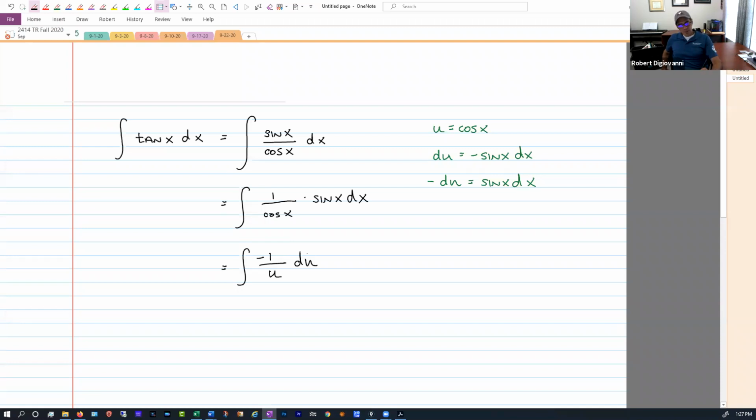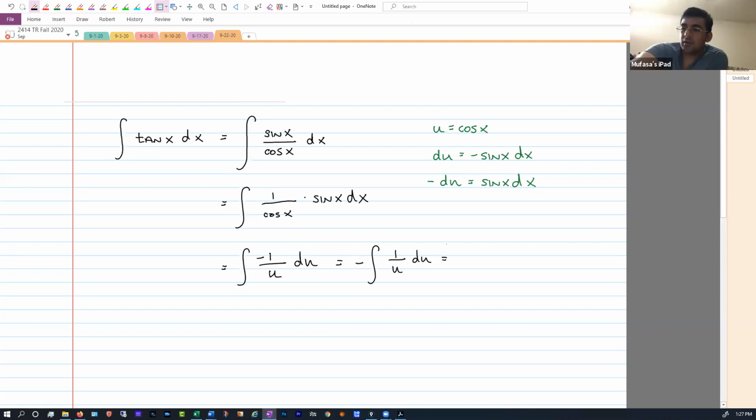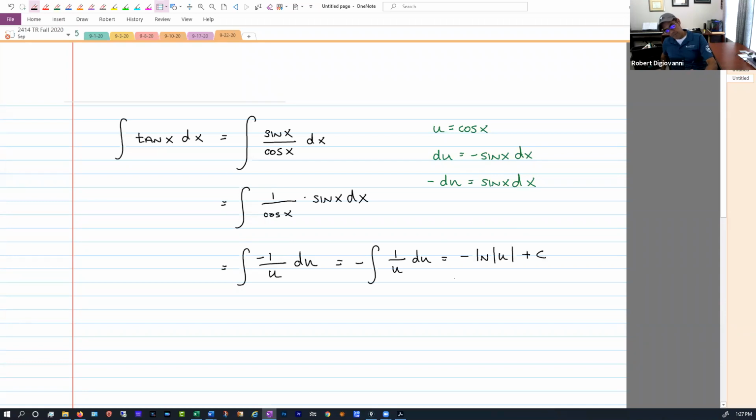All right, so what is the antiderivative? I'll put the negative on the outside. What is the antiderivative of 1 over u du? Natural log. Okay, so we get negative natural log absolute value of u plus c. And then u was cosine x, so negative natural log of absolute value of cosine x, plus c. And that's it. That's our answer, yeah?